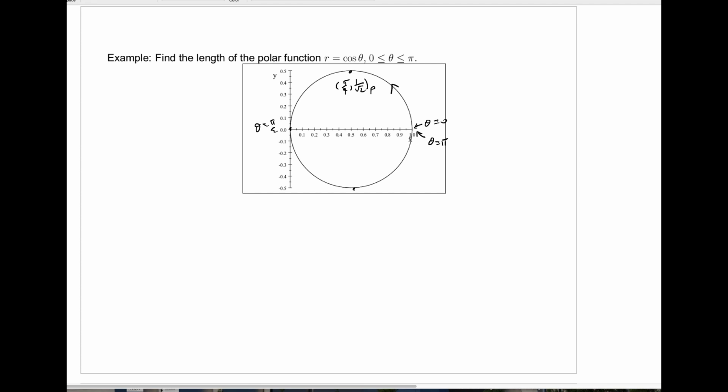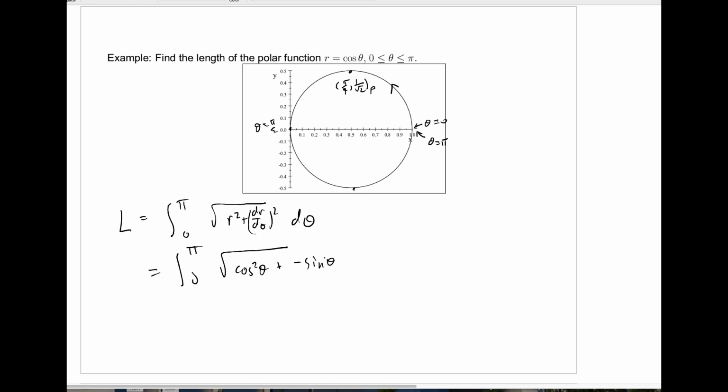How do we find the length of this curve? Well, the length is just given by an integral, in this case from 0 to pi, of the square root of r squared plus dr d theta squared d theta, which is the integral from 0 to pi of the square root of r squared, which is cosine squared theta, plus dr d theta. dr d theta is minus sine theta, and we have to square it. d theta. And it's pretty clear that under the square root sign, we have cosine squared theta plus sine squared theta, which is exactly 1. So the whole integrand is 1. And we have the integral from 0 to pi of 1 d theta, which is clearly pi.